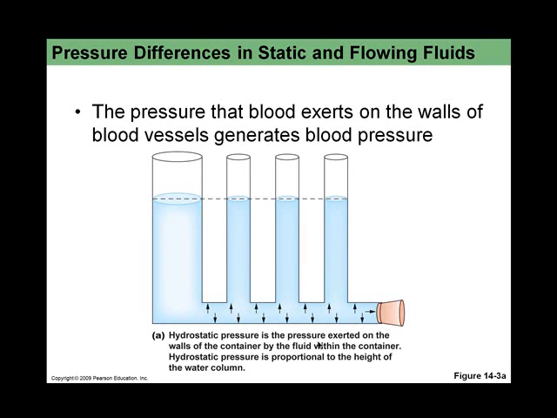So the hydrostatic pressure is the pressure exerted on the walls of the container by the fluid within the container. The hydrostatic pressure is proportional to the height of the water column. So did you think of the answer of why we have this as an open system compared to the cardiovascular system? That's right. The source of pressure is the compression of the heart. So in the closed system, you have to have a source that is going to compress the liquid and create a pressure within the contained system.